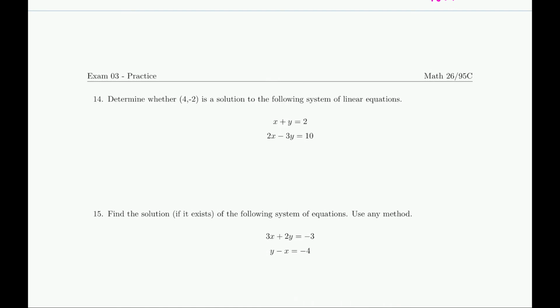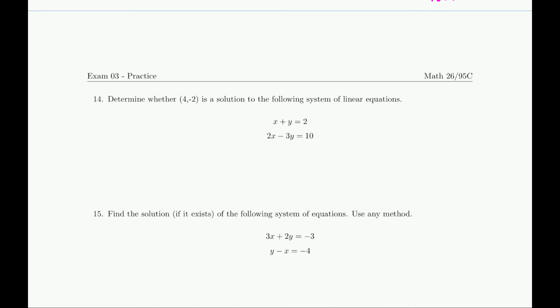Finally, we're on to the last topic, right? The last topic is going to be systems of linear equations. And you can solve these with any method you want. Any of them is going to be okay. And so let's go ahead and get started.